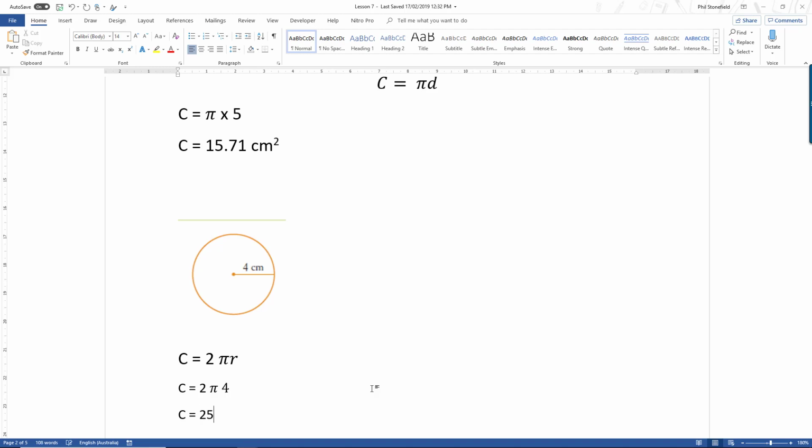Again, that is 25.13 centimeters. Okay, again, this is how to use the other formula, C equals 2 times pi times r, to work out the circumference of the circle.